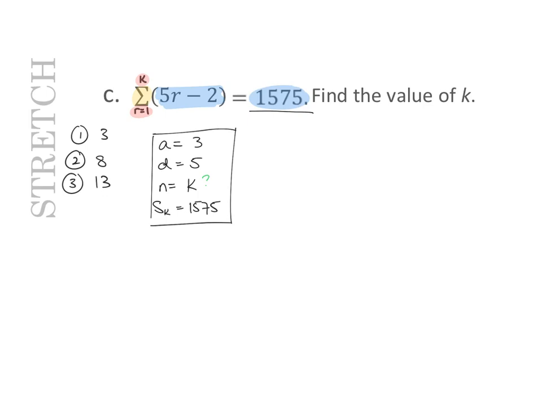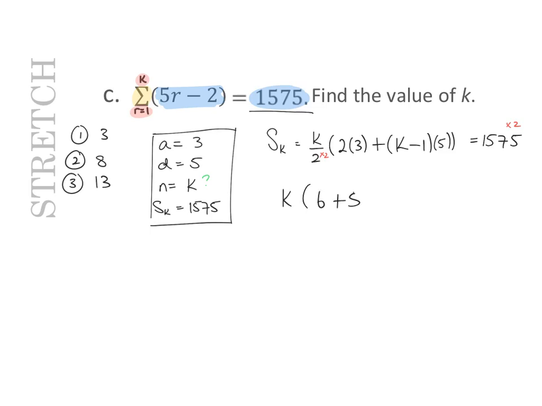So as normal, we can set up a series. We can set up a sum formula for the sum to k. So that's n over 2, 2a plus n minus 1 d. And that all equals 1575. So to simplify that, the first thing I'm going to do is times by 2, and then I'm going to simplify what's inside the bracket. So k, and then I've got 6 plus 5k minus 5 equals 3150.